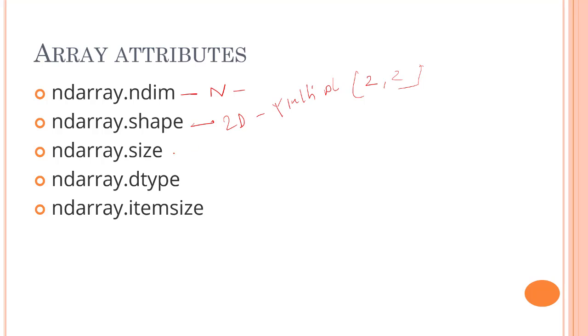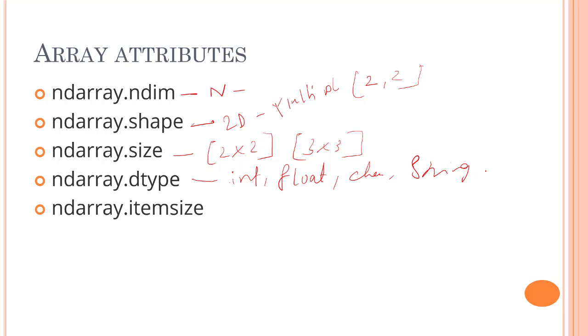Now come to the size. When you are using a matrix like 2 cross 3, 2 cross 2, or 3 cross 3, the size is nothing but the array size. Then there is dtype, the data type. We use it to check whether it is integer, float, character or string, or complex.